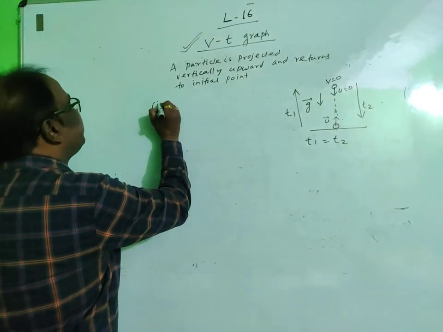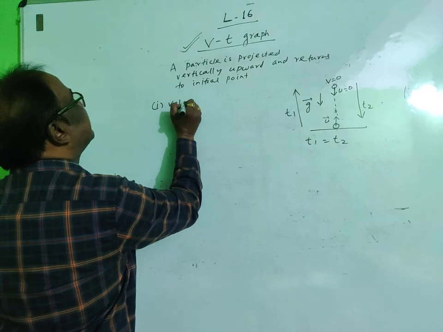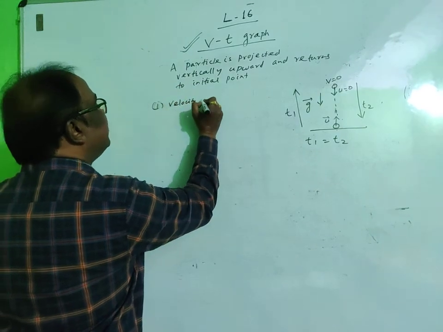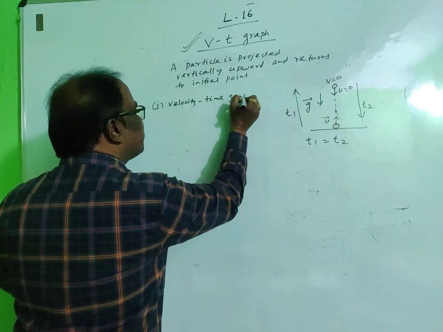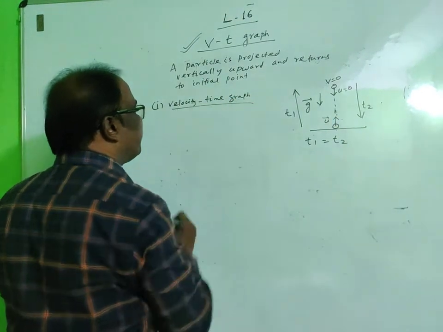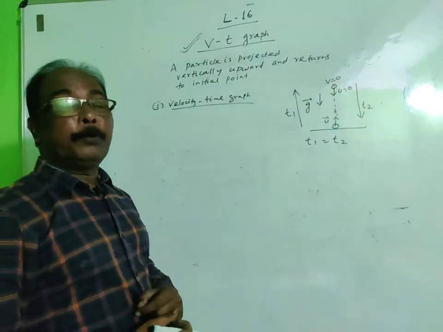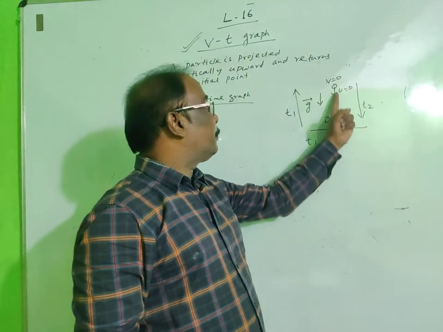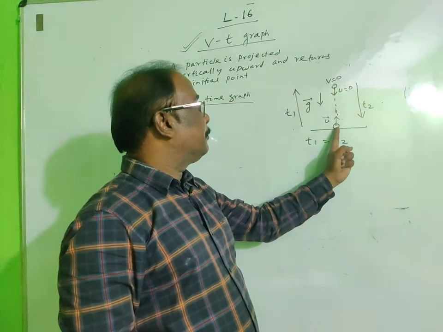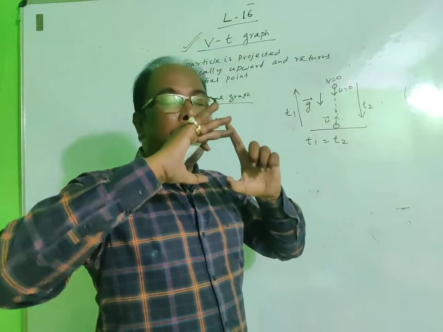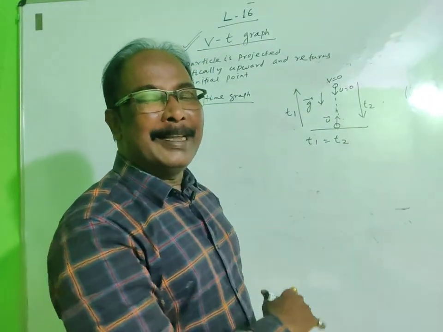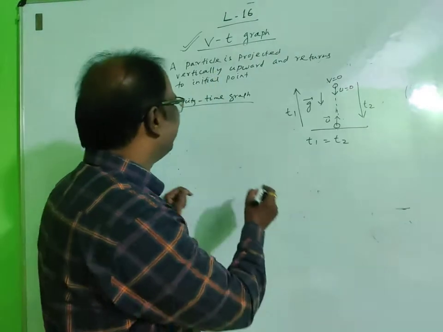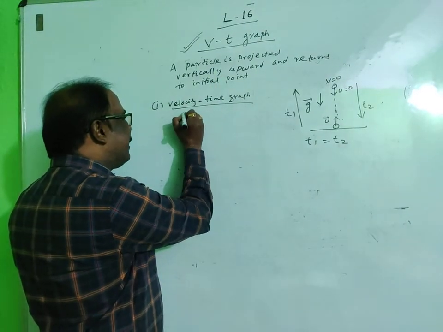You have asked to draw the velocity time graph, and I will do an extra graph as well. Velocity is a vector quantity. When the body is projected in the upward direction, velocity goes on decreasing. Retarded motion, so the slope is negative. See, I am directly doing this graph, you can catch it.